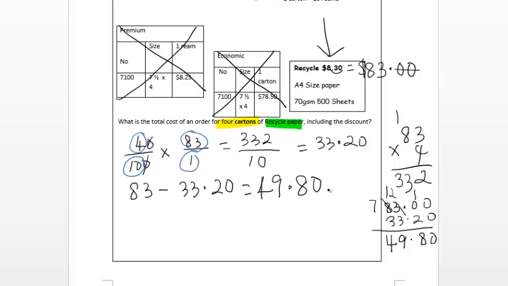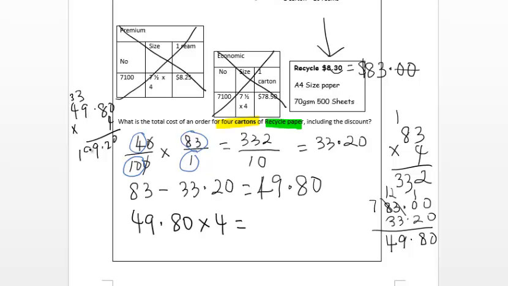I do not stop here, because the question wants me to find out the cost of 4 cartons. So this is the sale price, so I will need to multiply this by 4. So $49.80 times 4, there's not enough space here, so I'll do it by the side. 49.8. 9 times 4 gives 36. 36 plus 3, 9. 4 times 4 is 16. 16 plus 3 is 19. So the total cost will be $199.20. So this is the final answer.